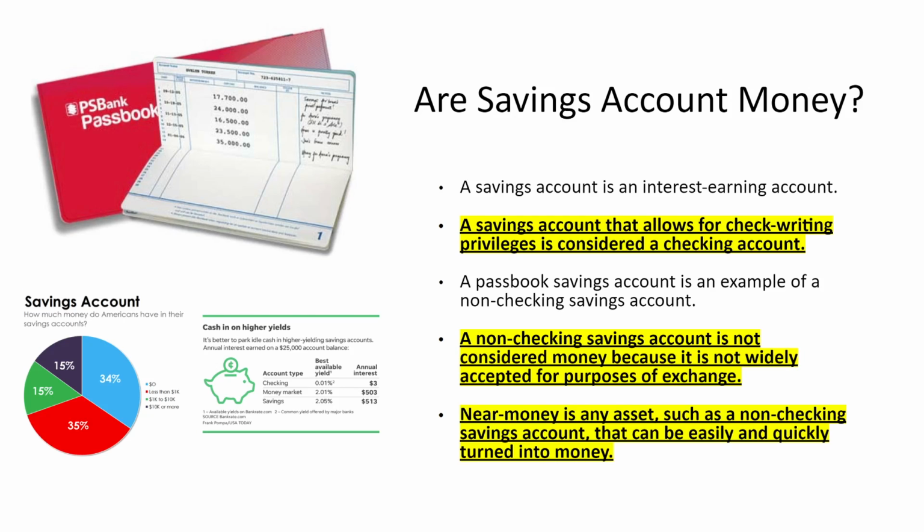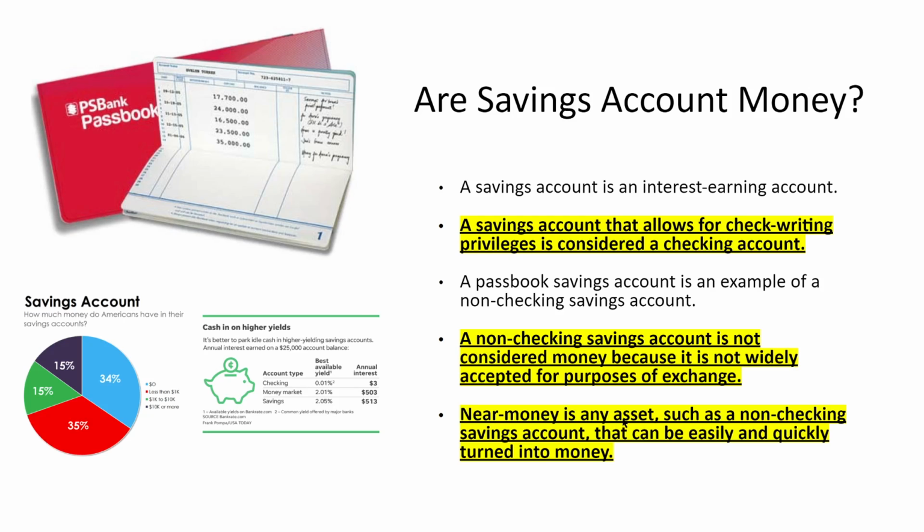Now a non-check savings account is not considered money, because it's not widely accepted for purposes of exchange. The difference between the two, if you're confused, is if I put money in a savings account that allows me to write a check, I can immediately draw upon that money. It's on demand. However, if it's a non-check savings account, meaning I have to go to the bank and go to a teller and then withdraw money that way, that's not on demand. And so non-check savings accounts are not considered to be part of M1 because it's not on demand.